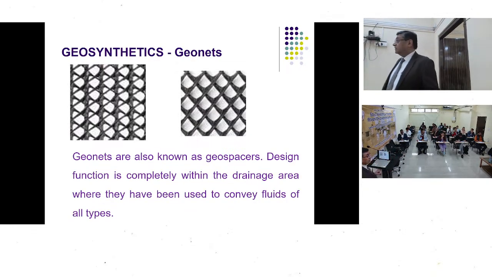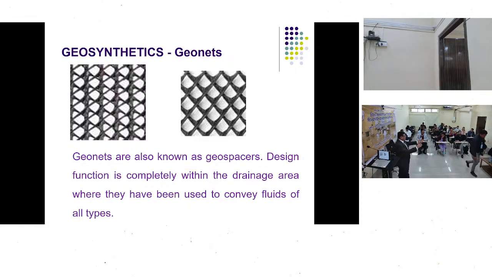Then we have geonets. Now, geonets are also known as geospatials. Geospatials means there are three-dimensional open spaces. For example, suppose I'm having my fingers like this. Now you see that these are geometries.